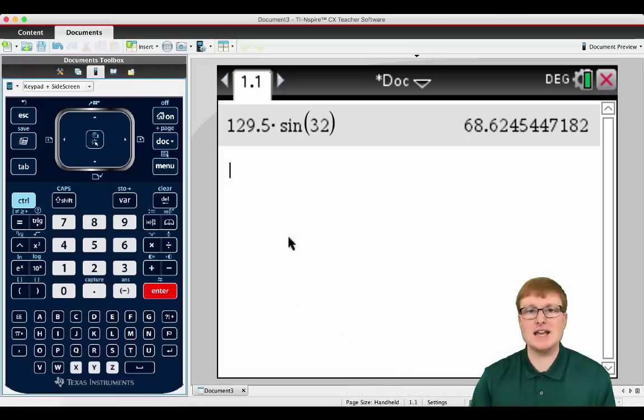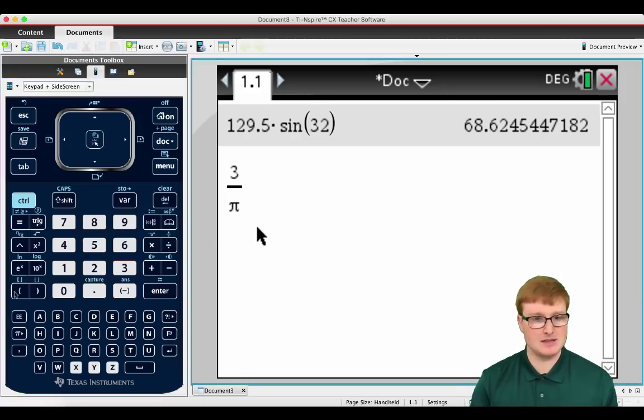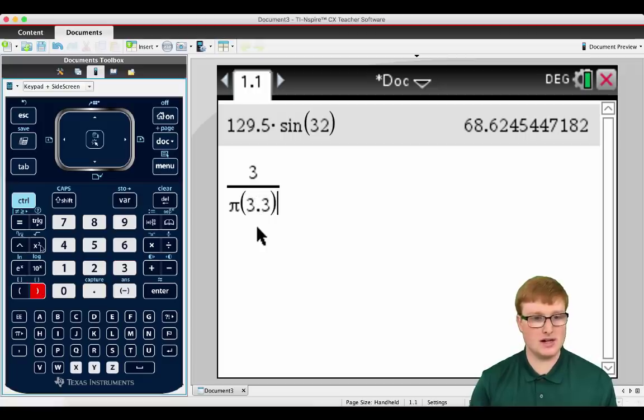What's nice about the TI-Nspire? It's a nice template that you could use. So I'm going to use control division. I'm going to type in the number 3 divided by pi times 3.3 quantity squared.